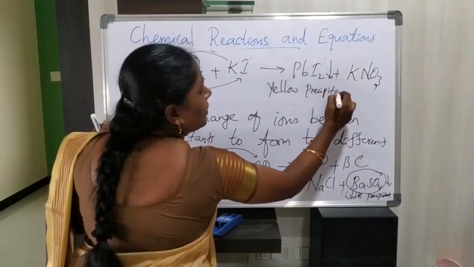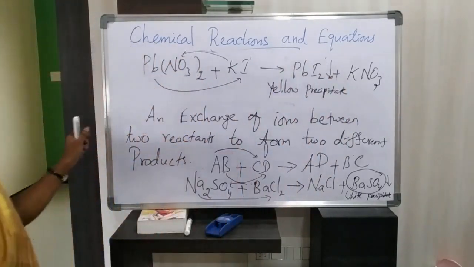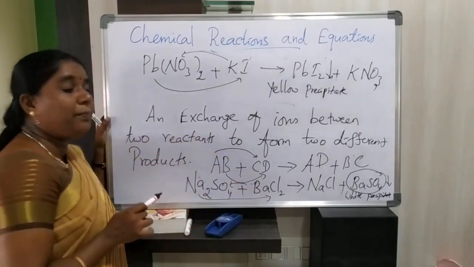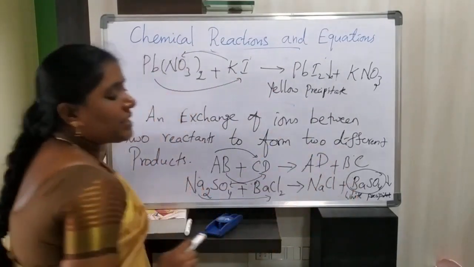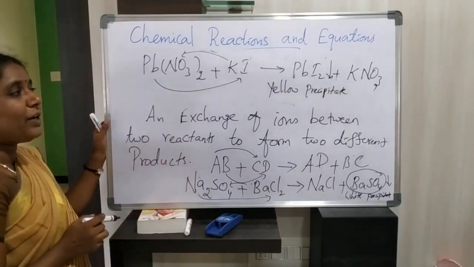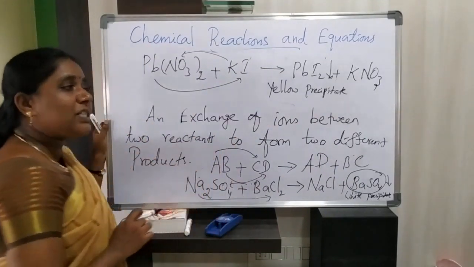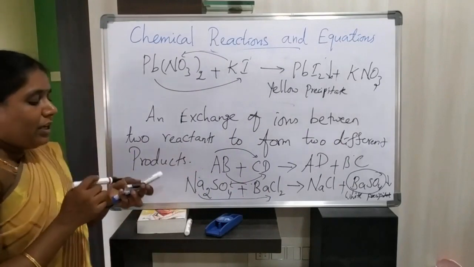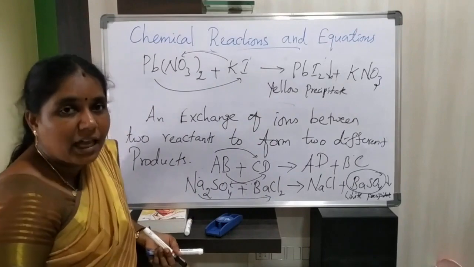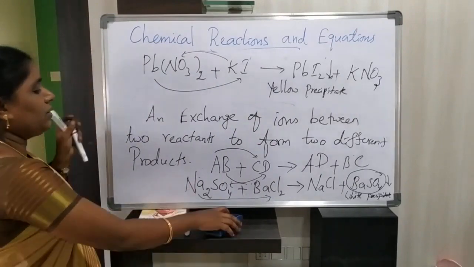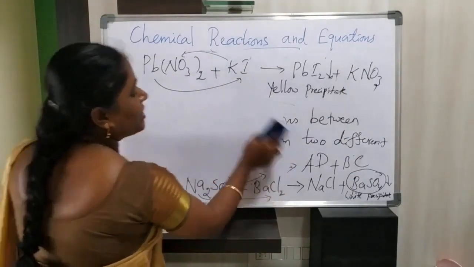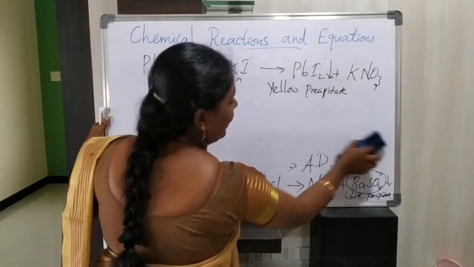Yellow precipitate. So see here, the reaction between sodium sulfate and barium chloride forms a white precipitate of barium sulfate. The reaction between lead nitrate and potassium iodide forms a yellow precipitate of lead iodide. So most of the double decomposition reactions are precipitation reactions.